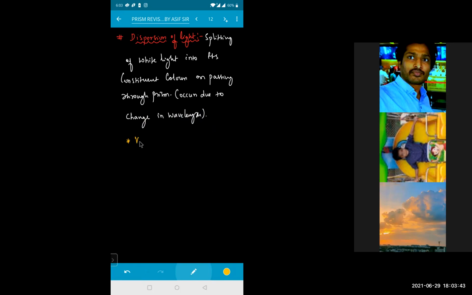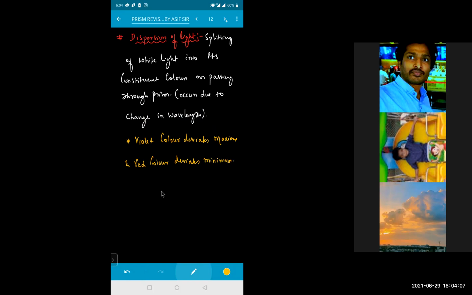So I can write here: violet color deviates maximum, and red color deviates minimum.